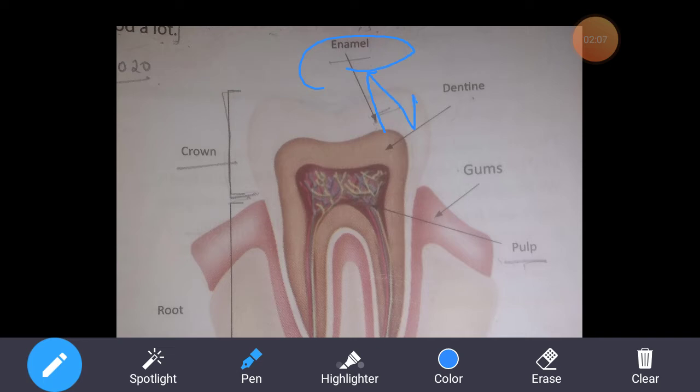This is the white part. Next, it is the hardest substance in the human body. Below the enamel lies the hard dentine. See here, it is the hard dentine. It is below the enamel.